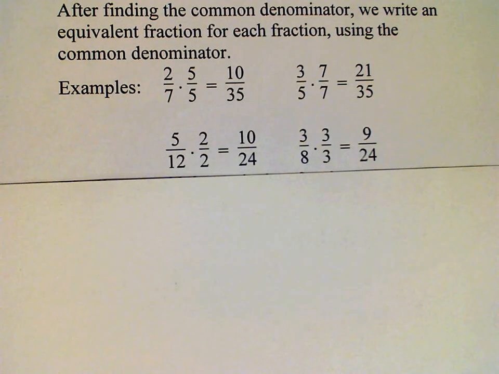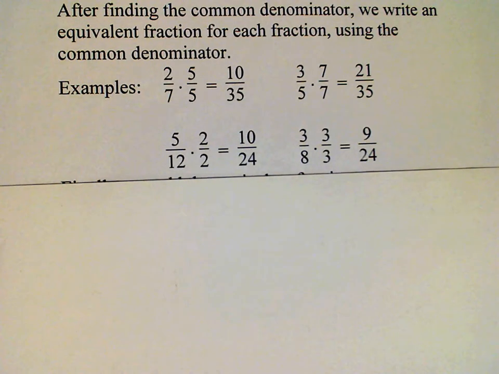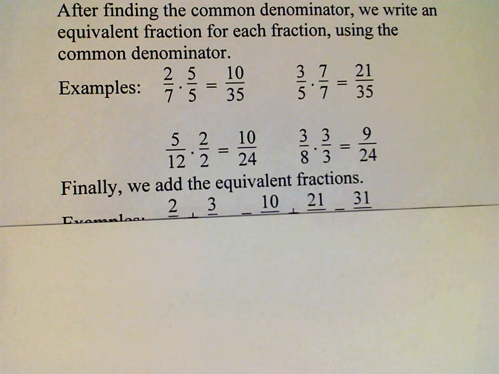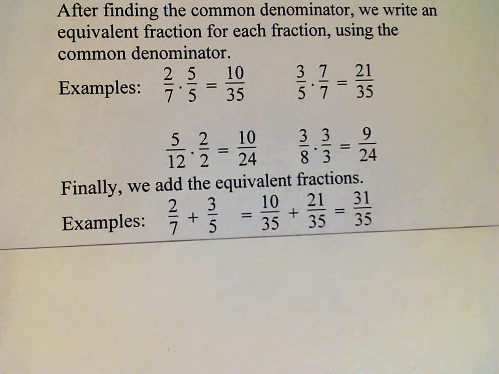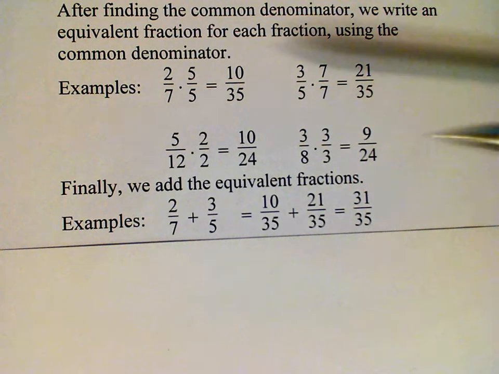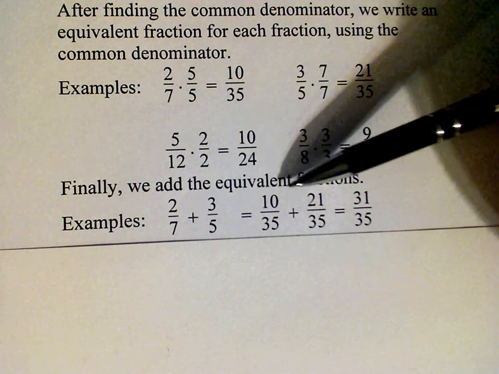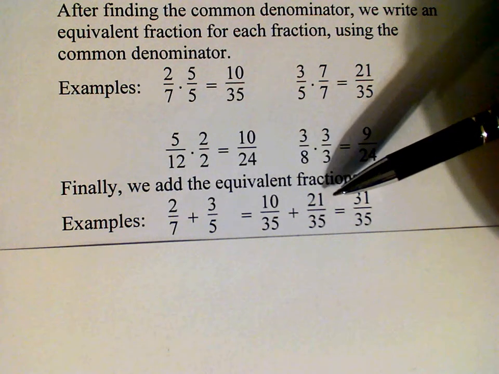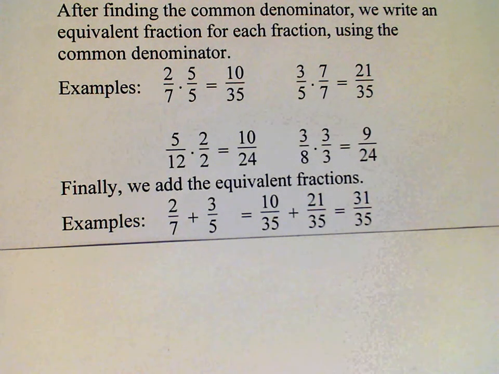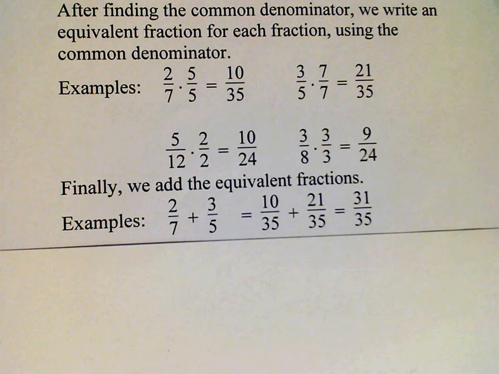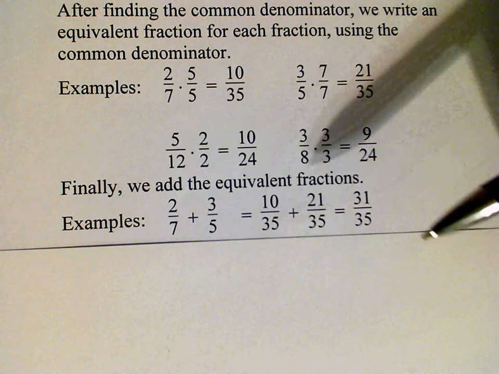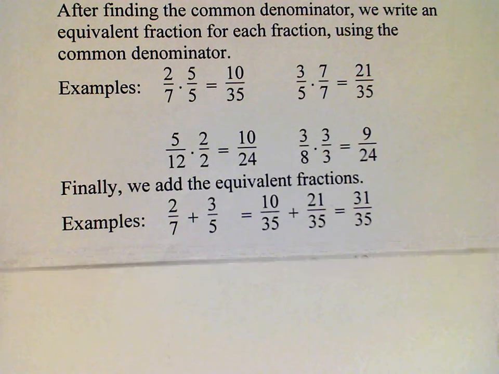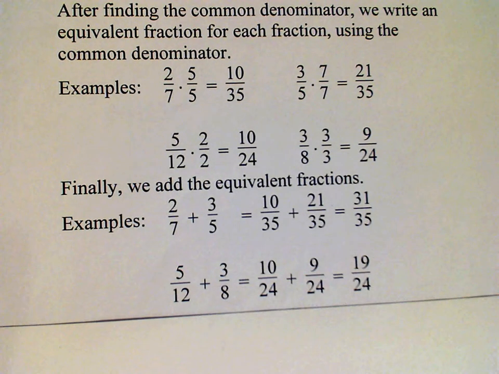Okay, so now we have equivalent fractions, and the third step is to add the equivalent fractions. So in the first example, we have 2/7 plus 3/5 equivalent to 10/35 plus 21 over 35. Now we have the same denominator, so we can just add the numerators and get the answer, which is 31 over 35. In the second example, we have 5/12 plus 3/8.